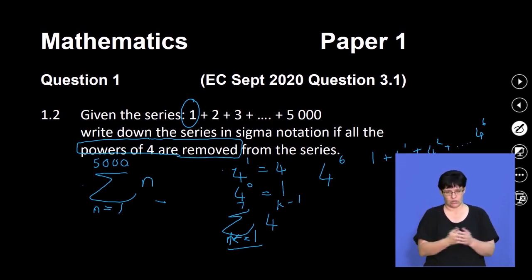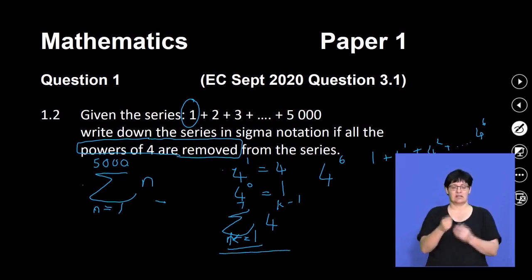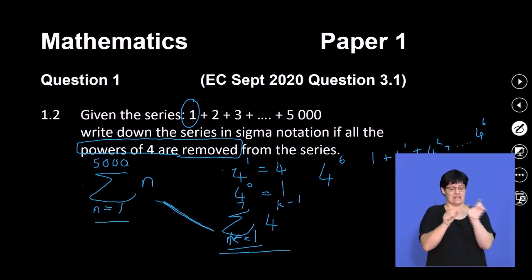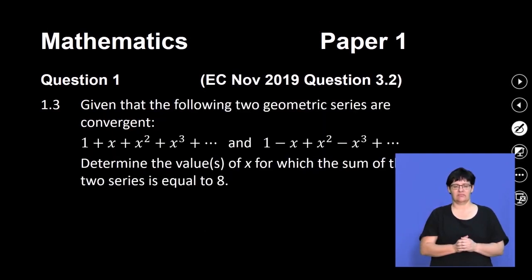And the final answer, we're just going to subtract this sum from that sum. So I'm just going to put a big minus sign in between those. You can write it nice and neatly. So it's the sum of all the first 5,000 natural numbers minus all those powers of 4. Okay, so let's move on to question 1.3.